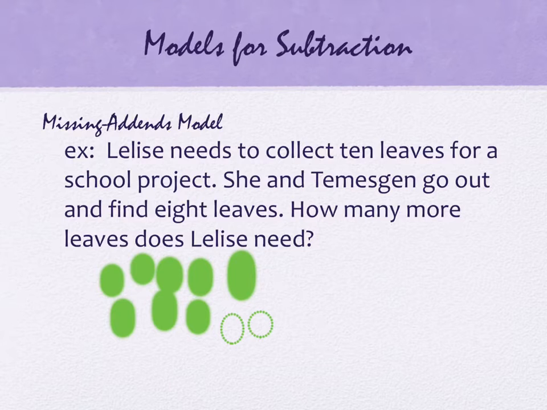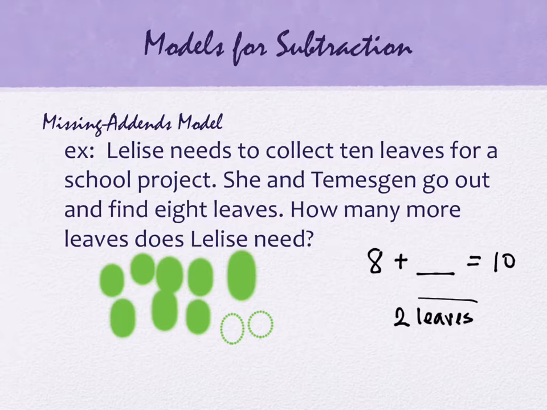If you were looking at an equation type model, it would look like this: 8, plus a missing piece, equals the number 10 that I want on the other side. And the answer would be 2 leaves in between. So this is a concrete picture, and then an equation picture.